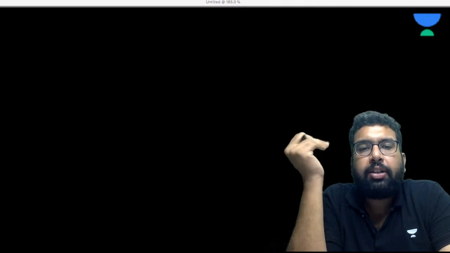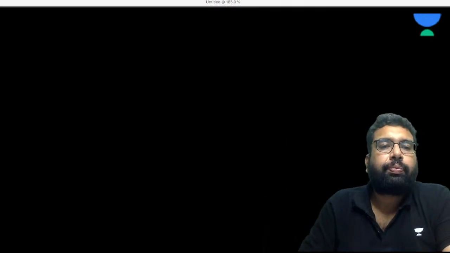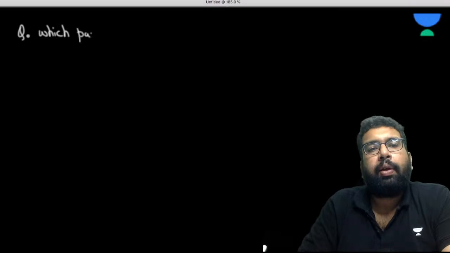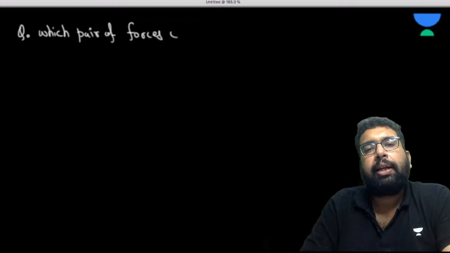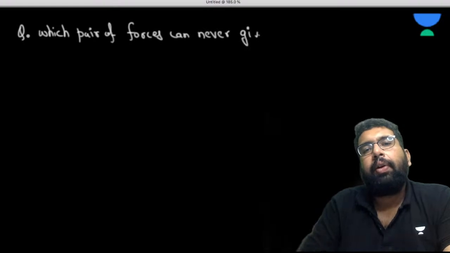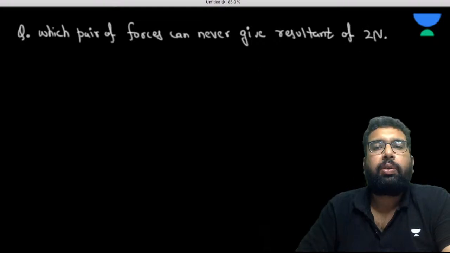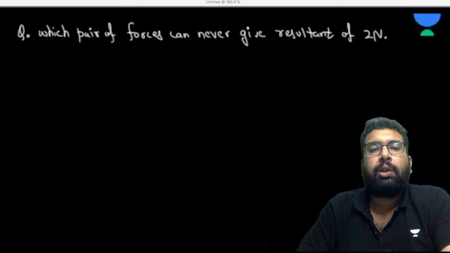Now please understand this. See how they can change the language. They can frame a similar concept question like this: which pair of forces can never give a resultant of 2 Newton?